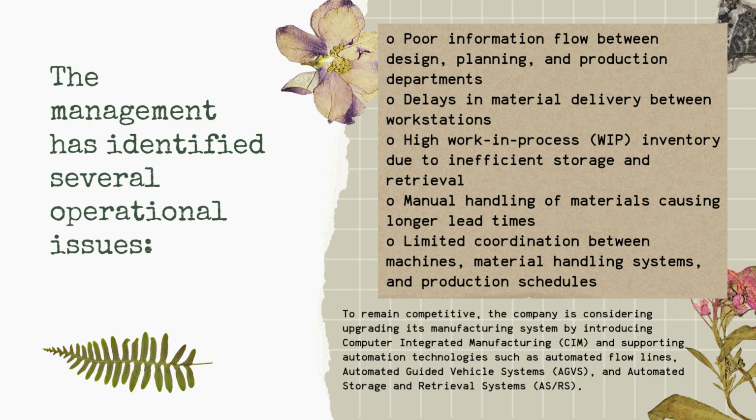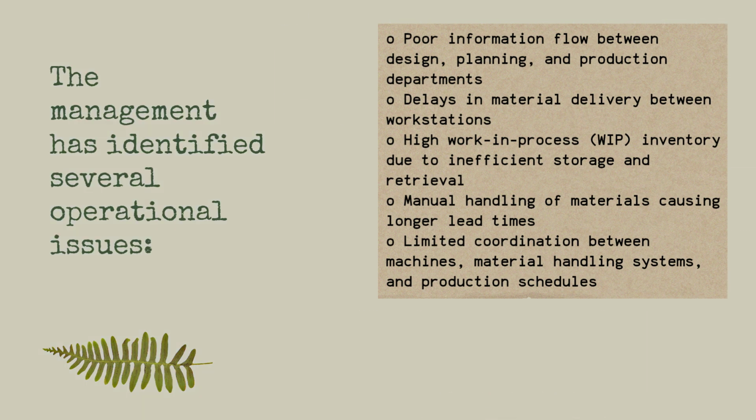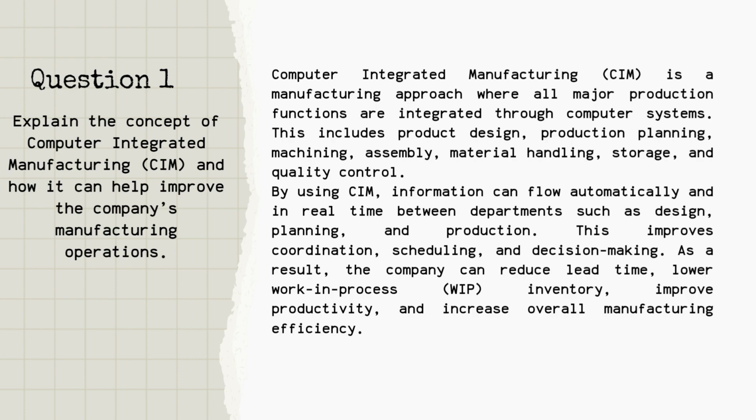To remain competitive, the company is considering upgrading its manufacturing system by introducing computer integrated manufacturing and supporting automation technologies such as automated flow lines, automated guided vehicle system, and automated storage and retrieval system. Question 1. To explain the concept of computer integrated manufacturing and how it can help improve the company's manufacturing operations.